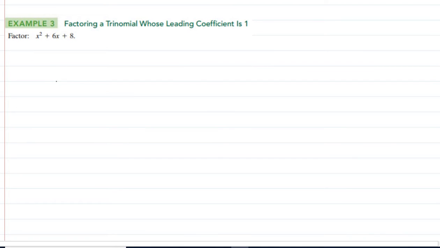Example 3, we have factoring a trinomial whose leading coefficient is 1. There are many methods you can use. First we're going to have our a, which in this case, the leading term, has an invisible 1. So a is 1, b is 6, and c equals 8. And we have ac, that means a multiplied by c. In this case, our a times c is just going to be 8, and our term b is just going to be 6. Make sure you know where those numbers come from.